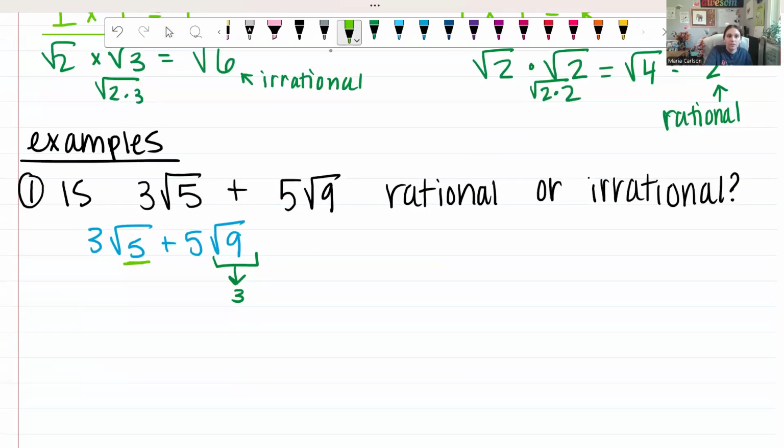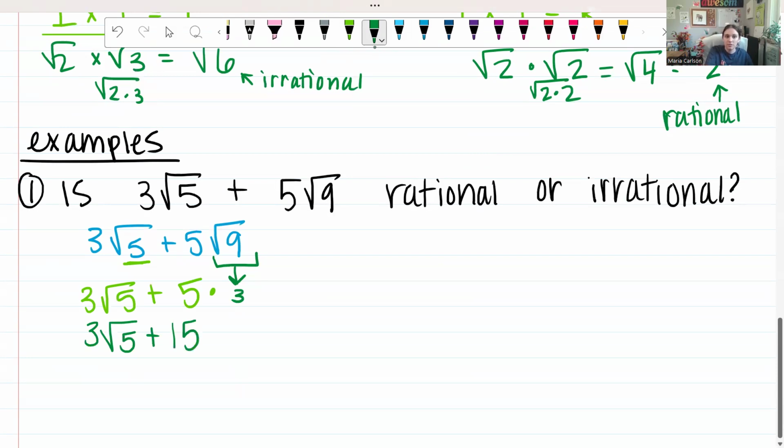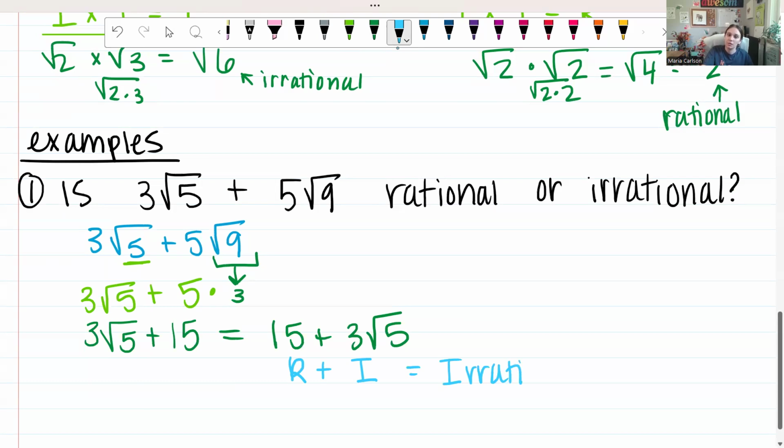So we have the 3 square root of 5 plus 5 times that square root of 9, which is 3. And we can multiply now. 5 times 3 gives us 15. So this is 3 square root of 5 plus 15. We could also write this as 15 plus 3 square root of 5. And we have one rational number here, 15, plus an irrational number, 3 square root of 5. So overall, this is going to be an irrational number.